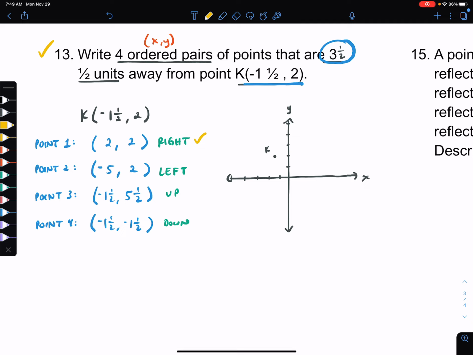So for this one to the right, that's going to be 2 to the right, 1, 2, and 2 up. So let's see how long that is. This is 1.5, and then this is 2. So 1.5 plus 2 is 3.5. Okay, so that one is to the right.